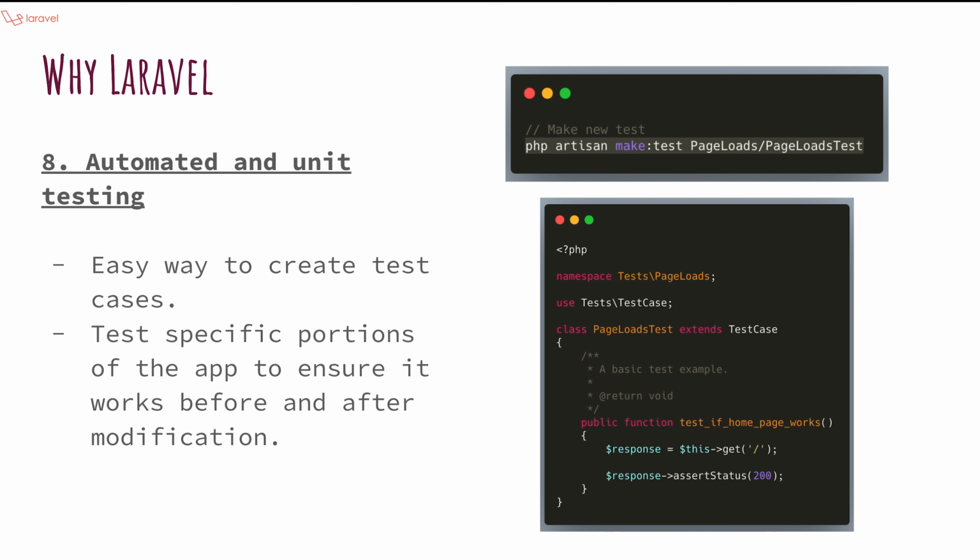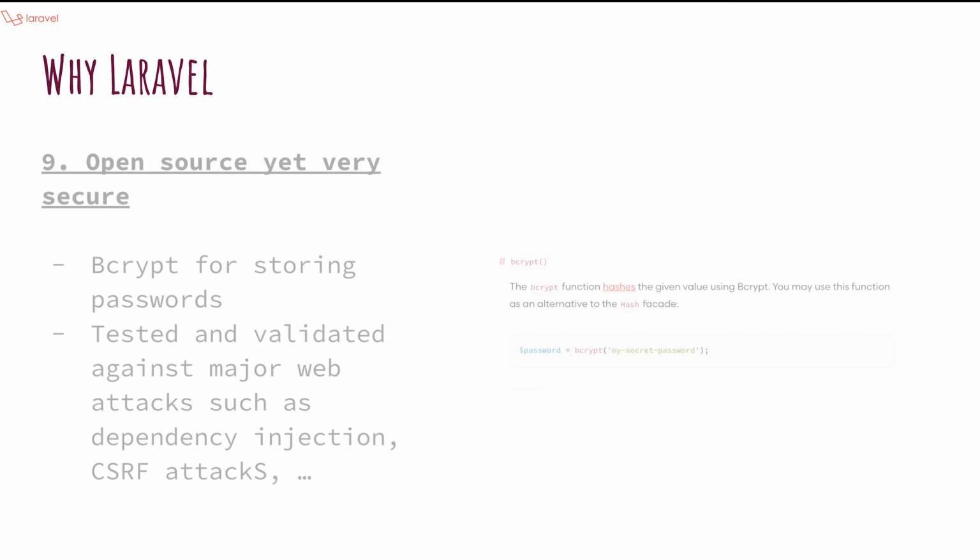But then with Laravel, it ships out of the box with the PHPUnit testing framework. So if you can see that we have a function on a class that tests if the home page works. It's as simple as that. We're going to look deeply into that subsequently.